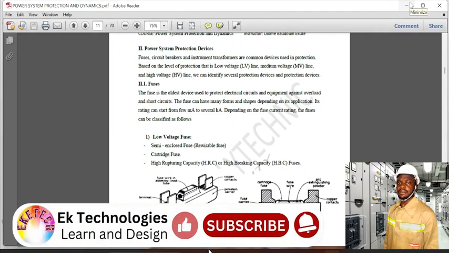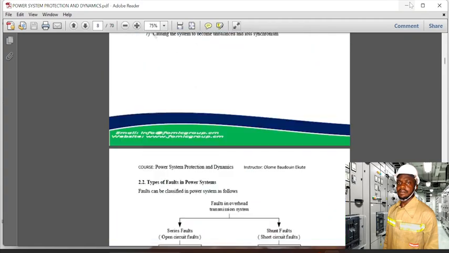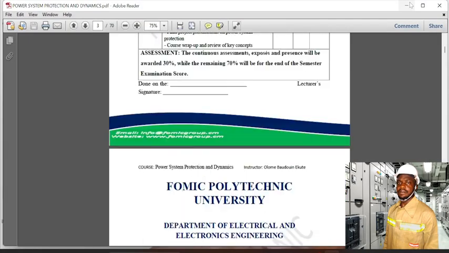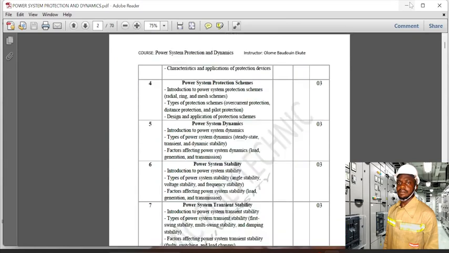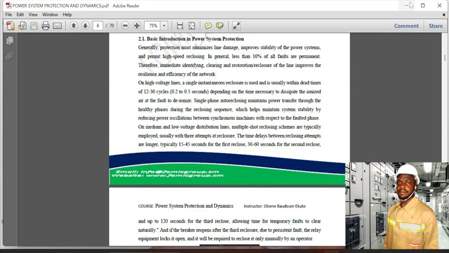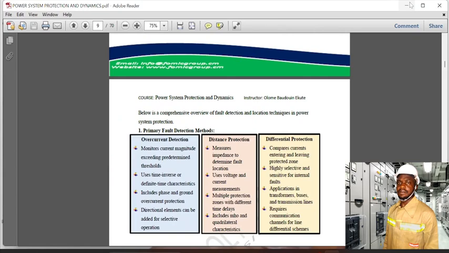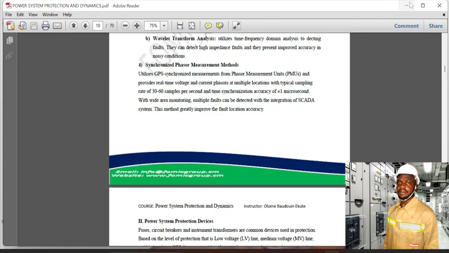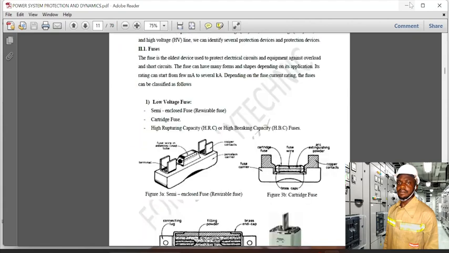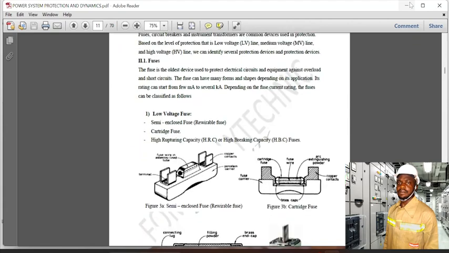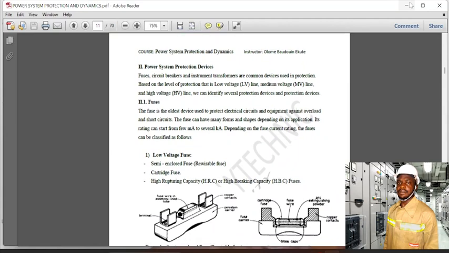We are going to continue from where we ended last time on electrical power system protection and dynamics. So we saw the introduction aspect of the power system protection, and then we went into the various types of faults in electrical power system, and then we saw the various fault detection methods and the fault location techniques. So today we are going to continue with the power system protection devices.